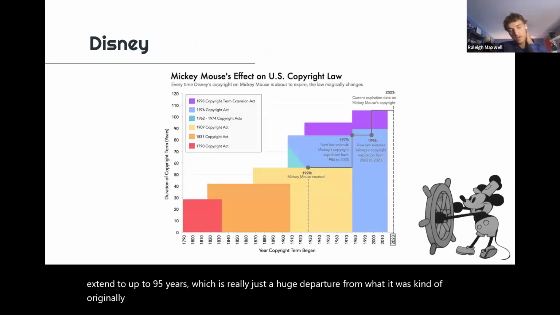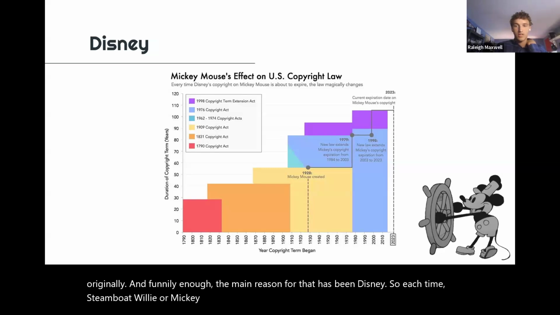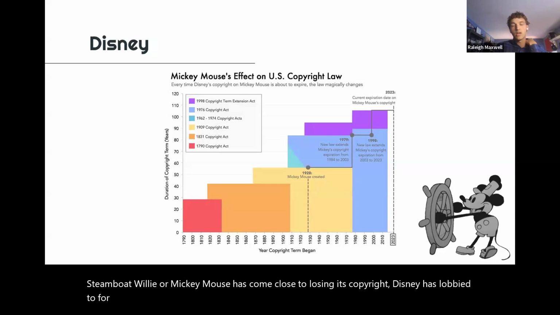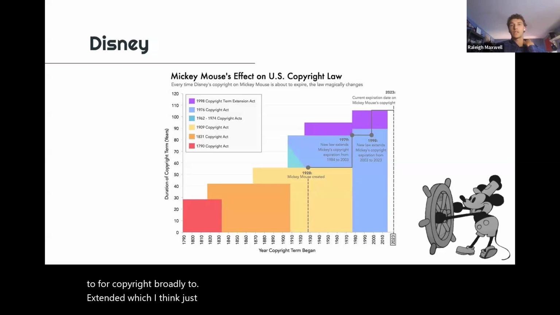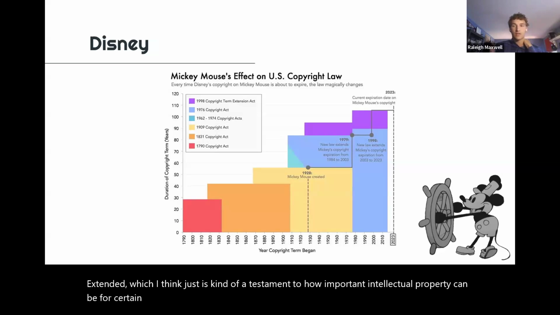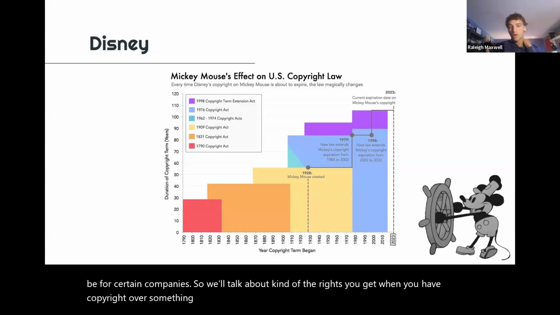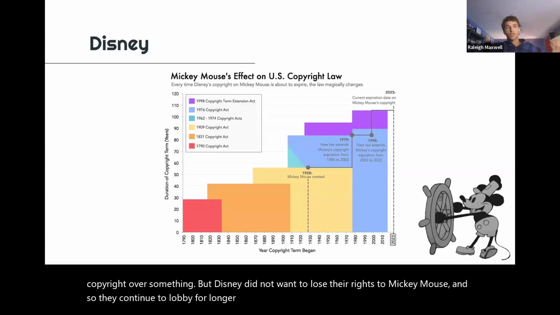And funnily enough, the main reason for that has been Disney. Each time Steamboat Willie or Mickey Mouse has come close to losing its copyright, Disney has lobbied for copyright broadly to be extended, which I think is a testament to how important intellectual property can be for certain companies. We'll talk about the rights you get when you have copyright over something, but Disney did not want to lose their rights to Mickey Mouse, and so they continue to lobby for longer copyright protection across the board, not just for Mickey Mouse.